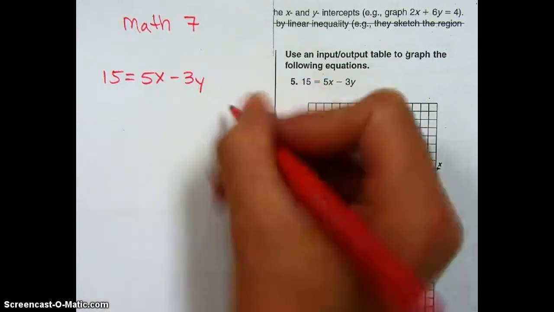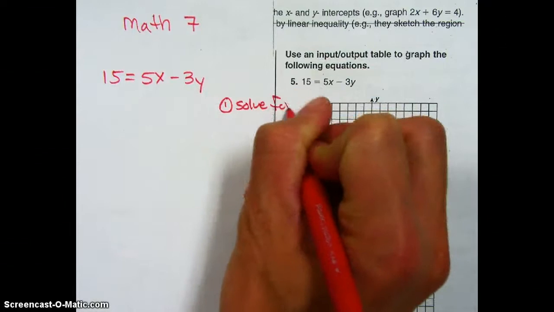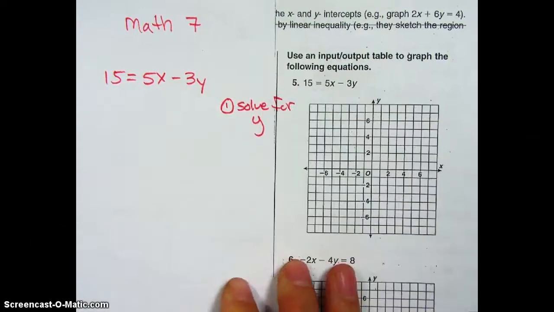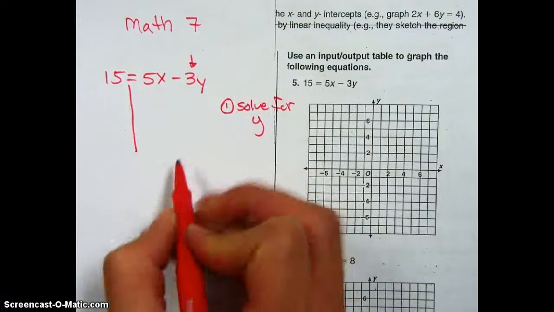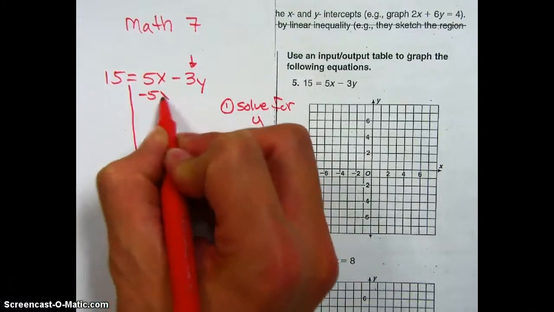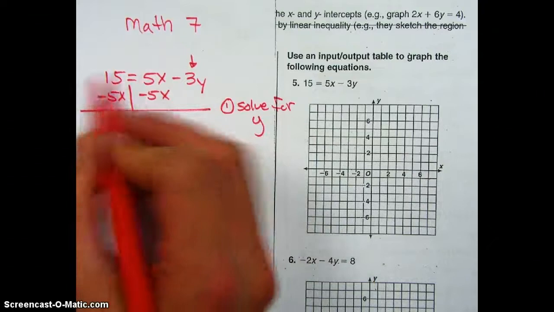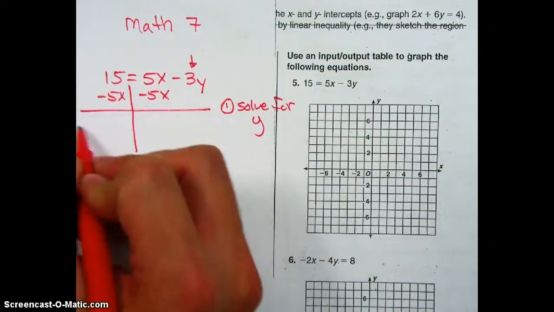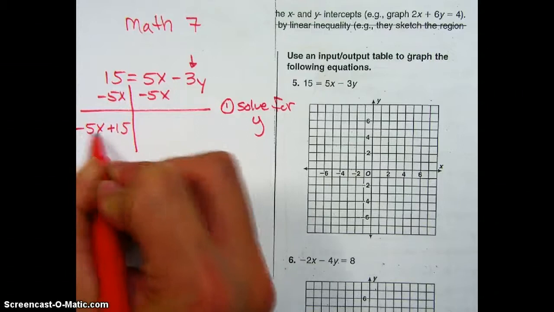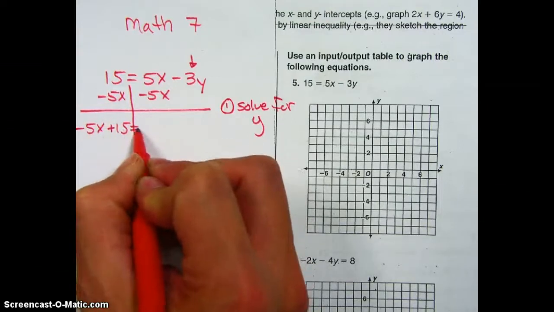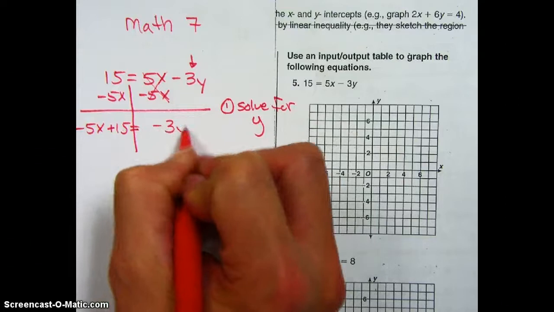Okay, first thing I want to do is solve for y. This is just one method on how to do this, but this is what we've been working on so far in class. So here's the term I'm trying to solve for. I want to start off with subtracting 5x on both sides of the equation. On the left-hand side, I cannot combine these. These are not like terms, so I have to write them separately: a negative 5x and a positive 15 equals. On this side, those two cancel out, and I'm left with negative 3y.